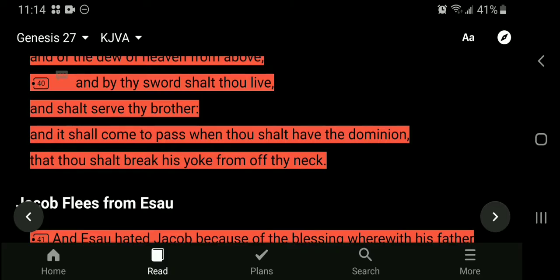That's why it says, when thou shalt have dominion, thou shalt break his yoke from off thy neck, because we had the so-called white man in derision for 1,000 years. See, after the fall of Rome. That's why they won't teach you that in history class.